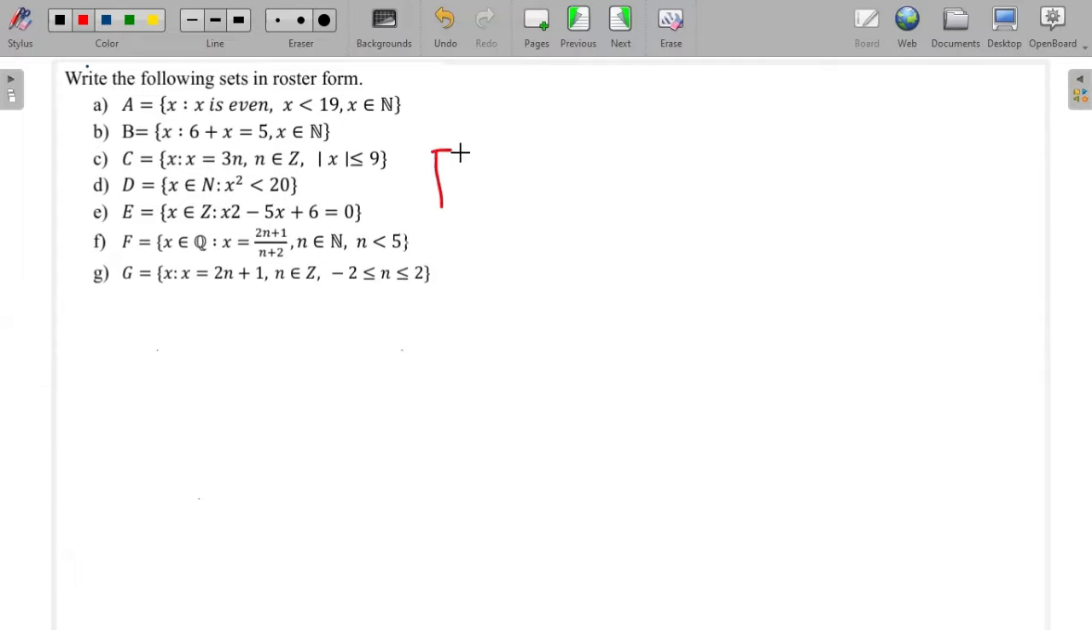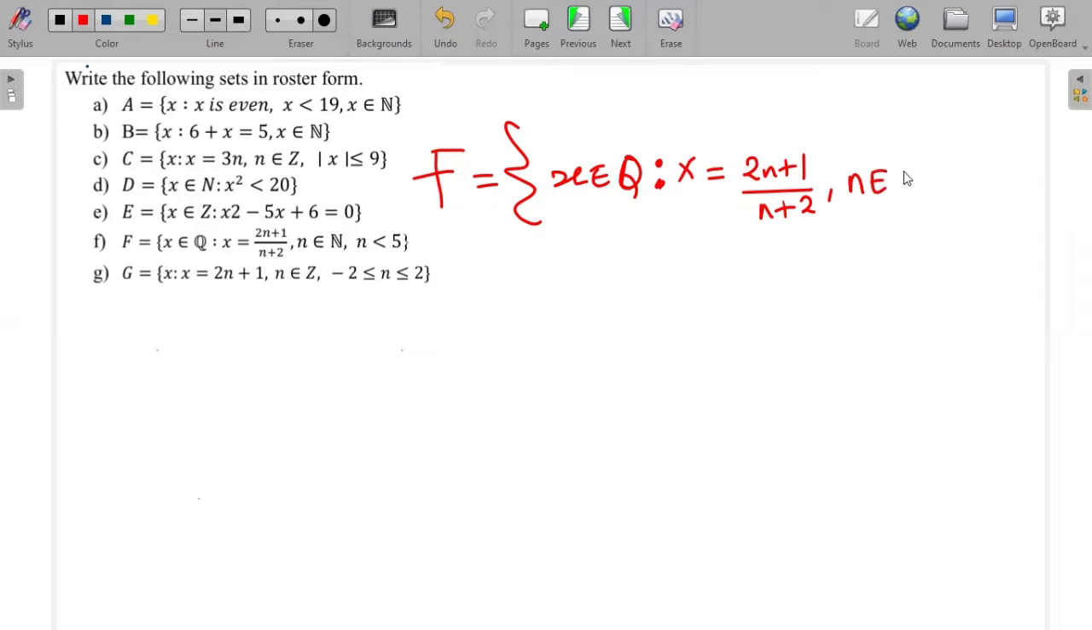So here they've said F is actually equal to this. x is a rational number, such that x is equal to 2n plus 1 over n plus 2, and then n is a natural number. And this natural number should actually be less than 5. All right, so by this description here, we can see that x here is a rational number, so meaning x is actually a fraction.